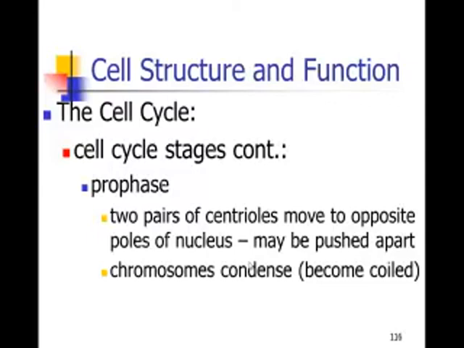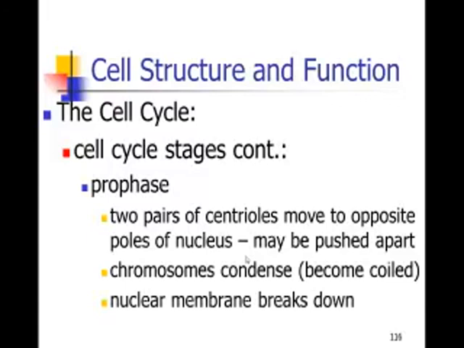Also in prophase, the chromosomes condense. Chromatin is the material in the nucleus that really eventually becomes the chromosomes. It sort of coils on itself. Also, the nuclear membrane breaks down. This is sort of essential because you're going to have to form two new nuclei.